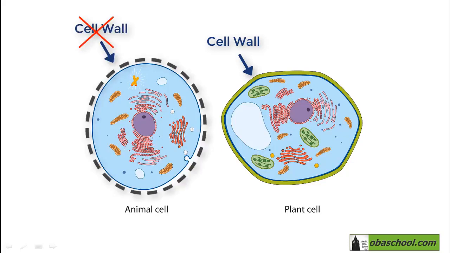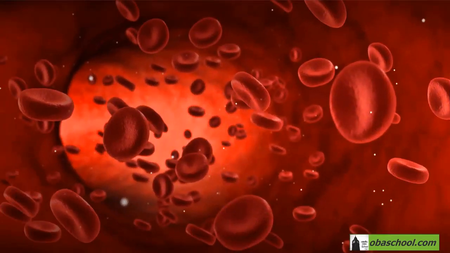Unlike plant cells, animal cells do not have a cell wall. So let's see what happens in this case. We will take red blood cells as an example. Red blood cells are transported within the blood plasma.